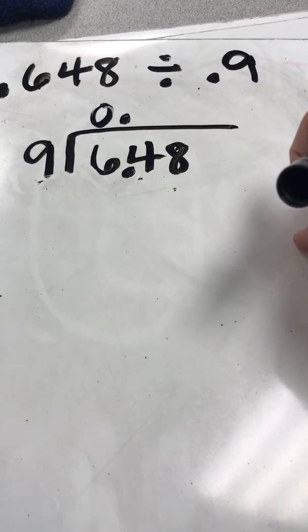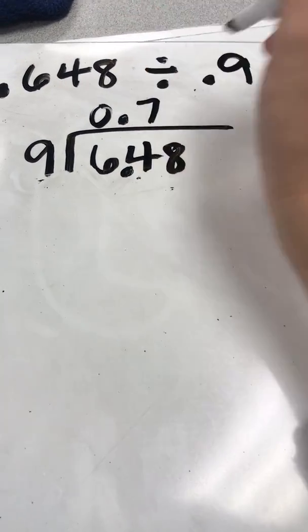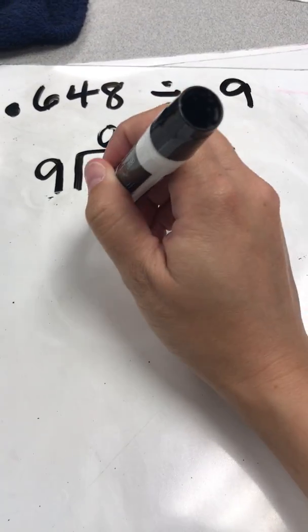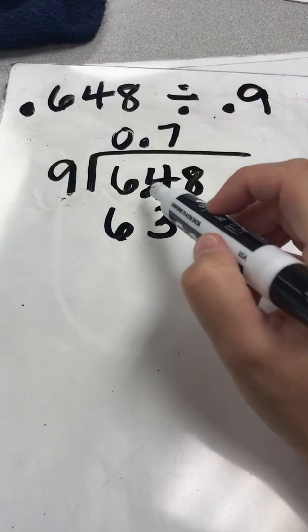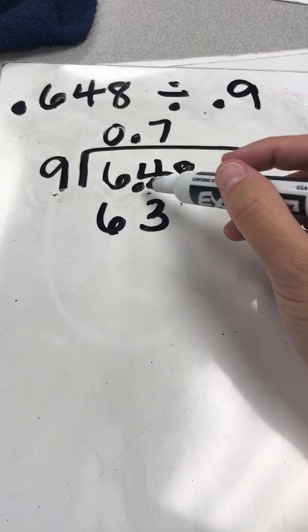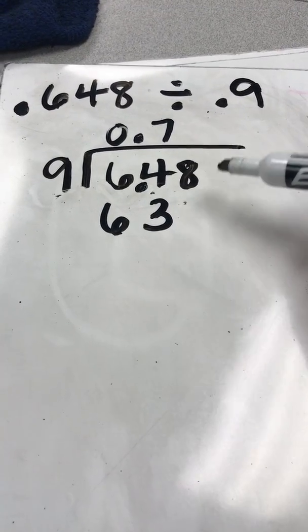I know that 9 times 7 is going to give me 63. So I will put my 7 up top. 7 times 9 gives me 63. I'm going to ignore that there's a decimal there. We're just going to divide out like there's no decimal there at all, because now that we've put it in our answer, we don't really care about it for this division.